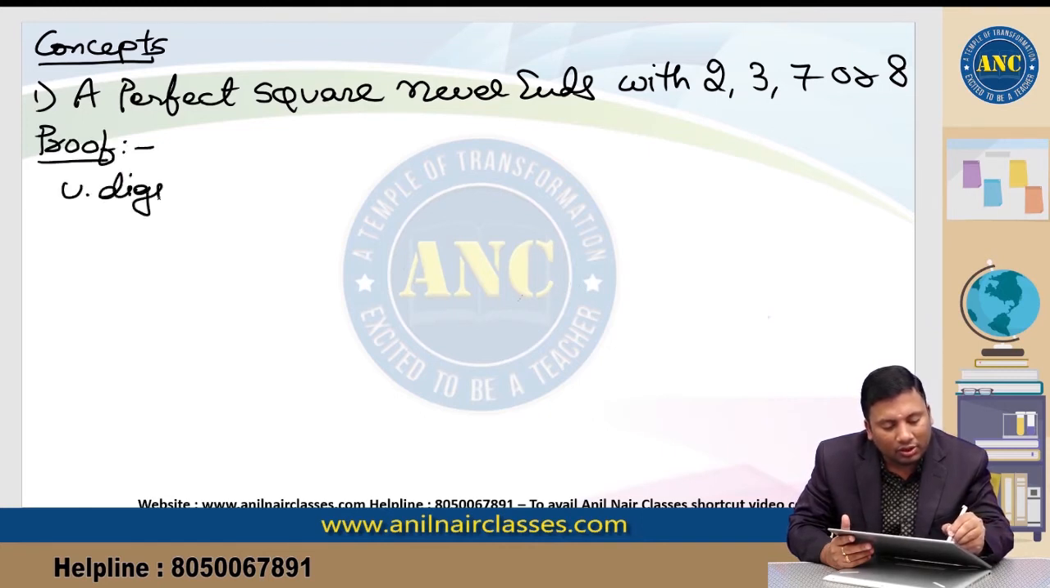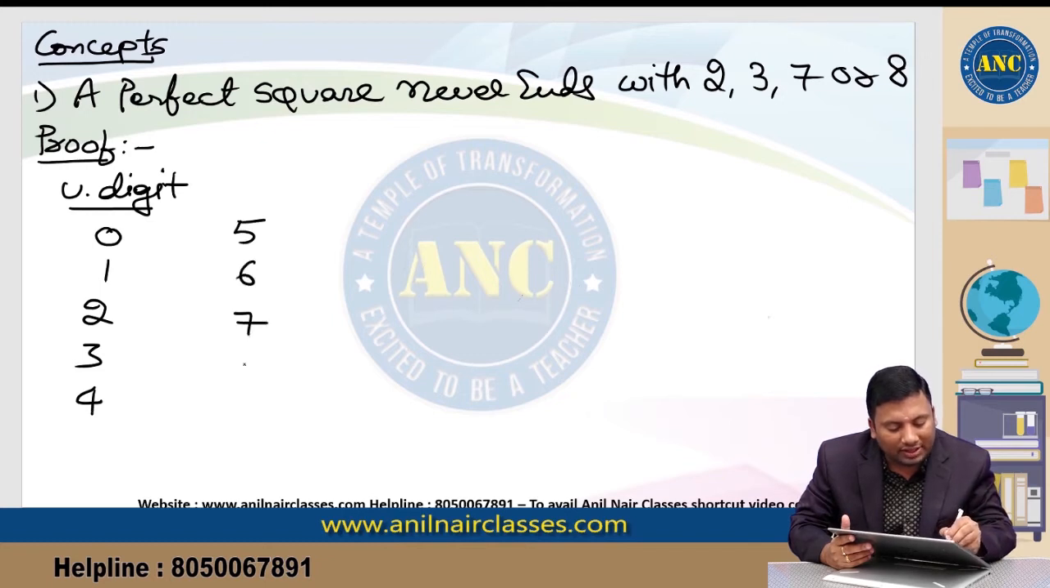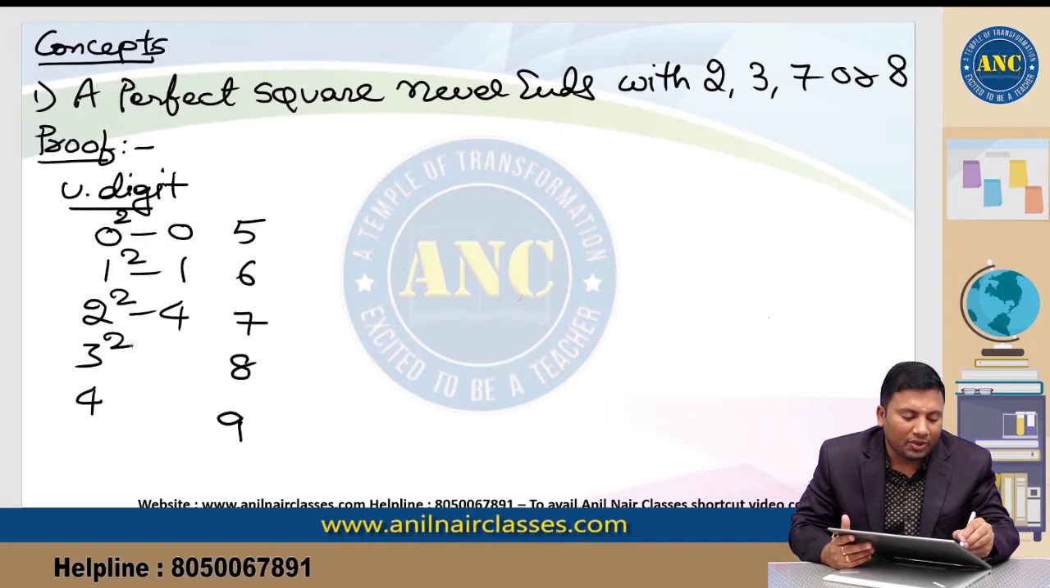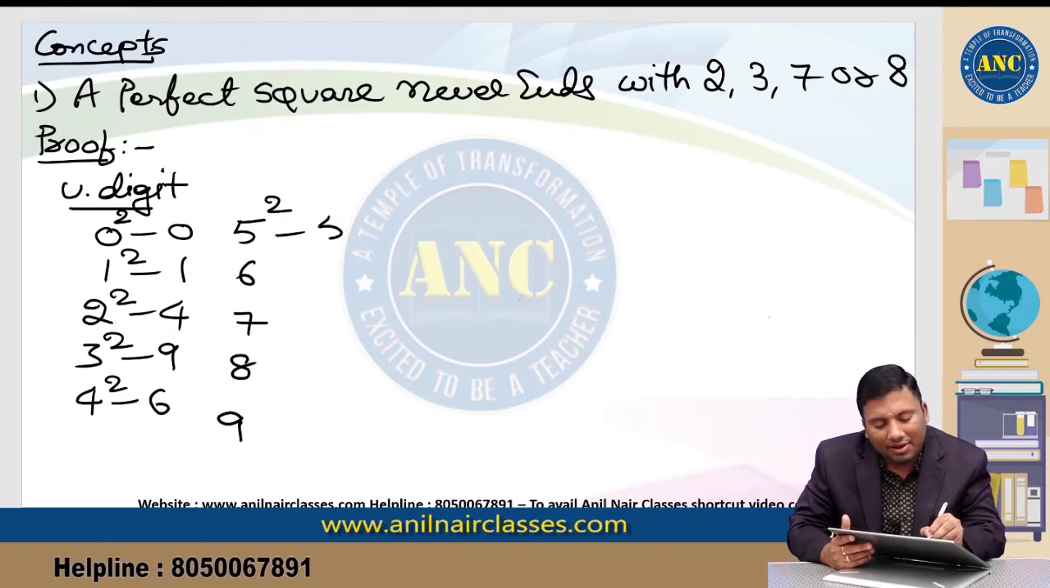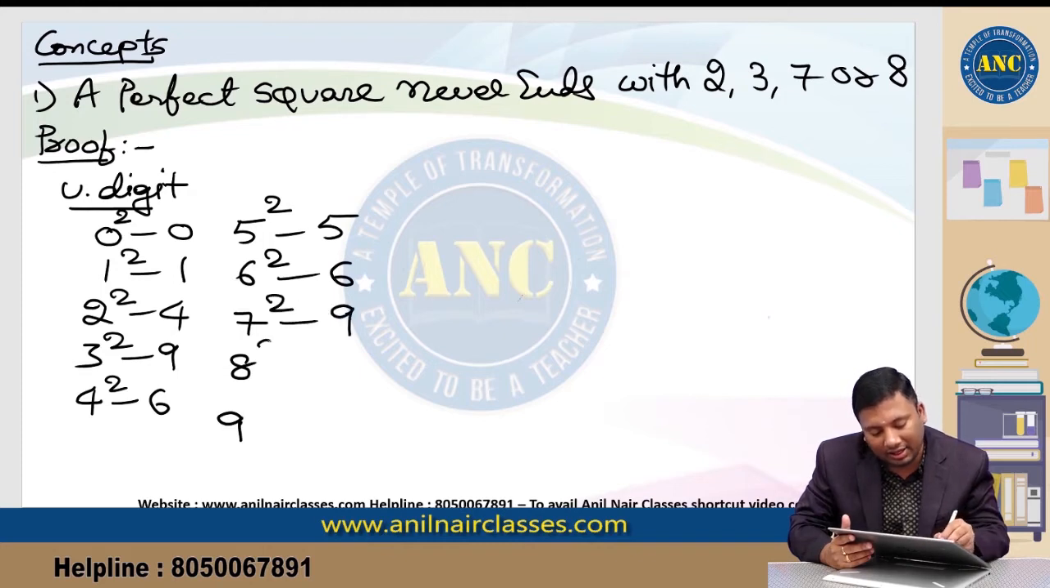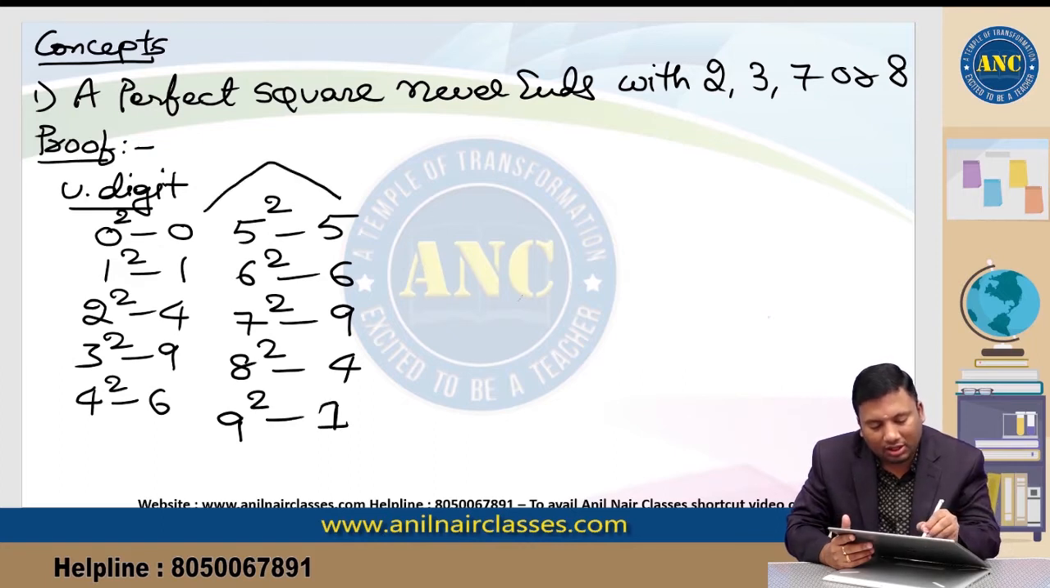Let me take the unit digit of a number. The unit digit of a number will be from 0 to 9. If I square 0, 0 square is 0, 1 square is 1, 2 square is 4, 3 square is 9, 4 square value is 16, unit digit is 6. 5 square is 25, 6 square is 36, 7 square is 49, 8 square is 64, 9 square is 81. What are all these? These are nothing but the unit digits of the squares.